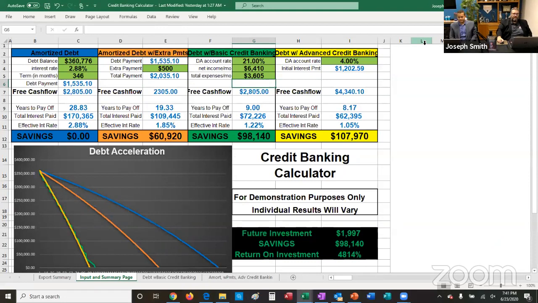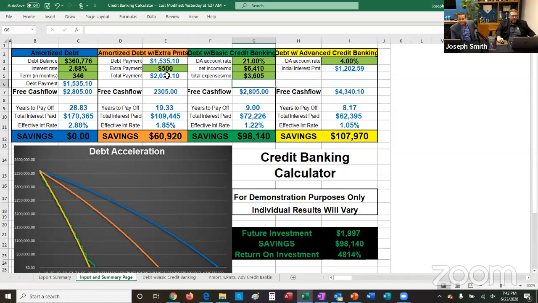Let's take a look. This is what it's going to be like if this person that we're looking at just makes the minimum payments over the next 28.83 years, right? They will pay off their entire balance plus pay $170,000 in interest. Man, even dropping their interest rate that low, 2.8, you're still going to pay $170,000. Right, absolutely.